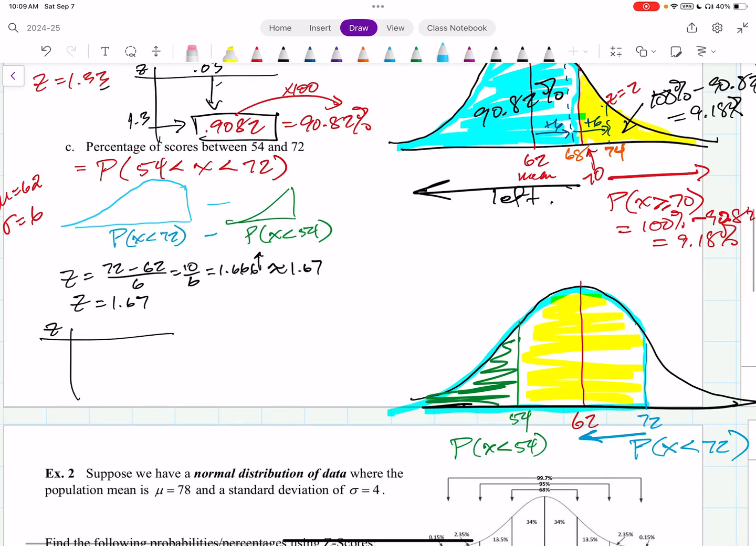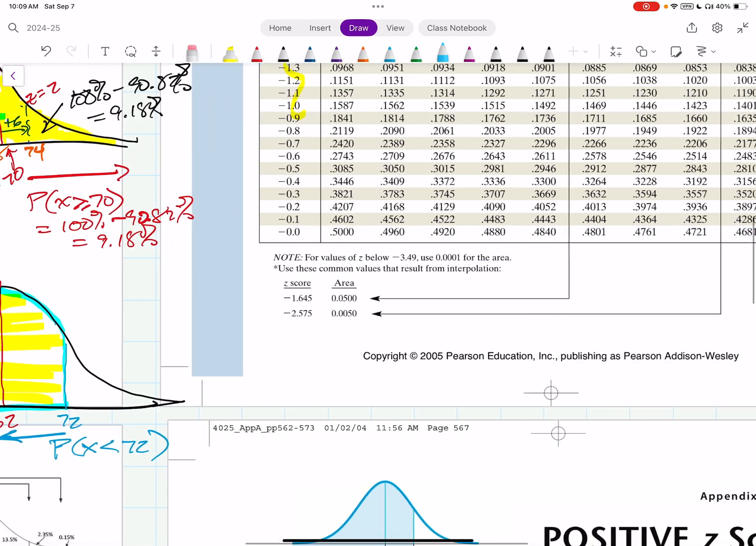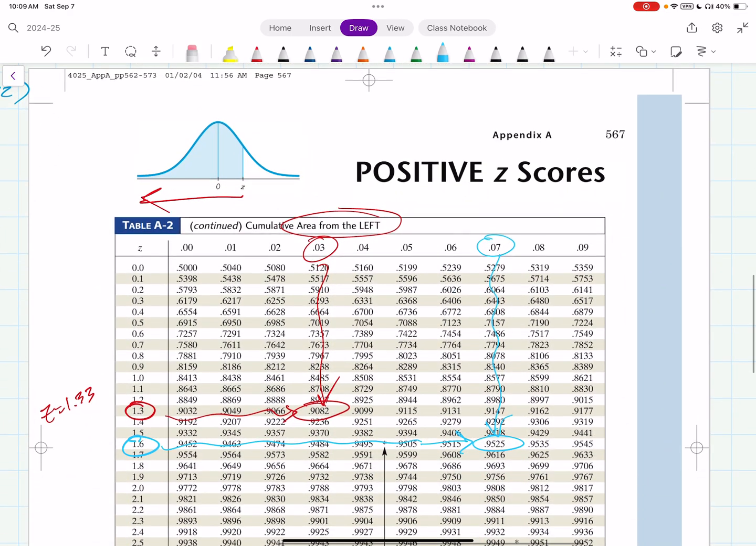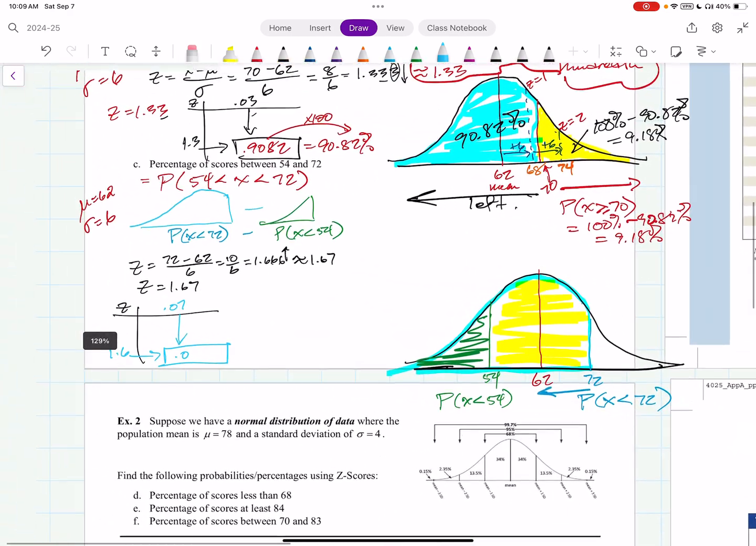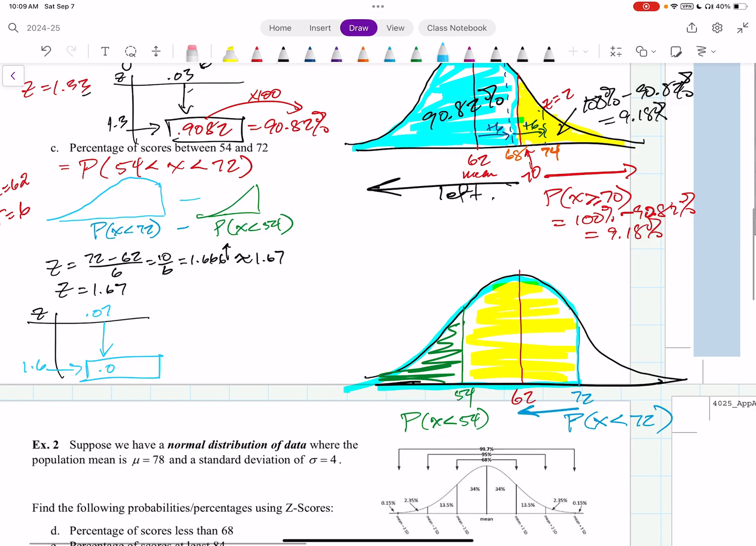So 1.6 here, 0.07 here. Go across, down, and you have 0.9525. So that's 95.25%. Okay, next one. So that's that big area here, 95.25%, the big area.